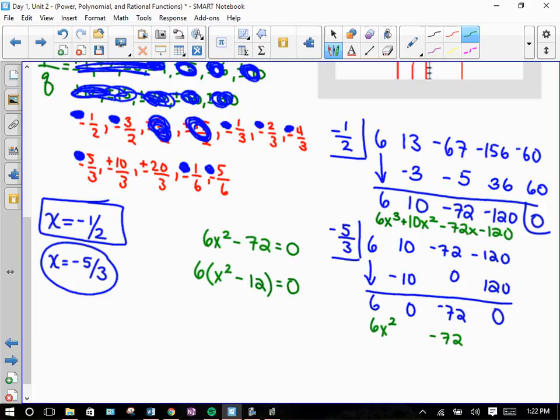Alright? And what I see here is that I set this equal to 0, x squared minus 12 equals 0, and get x squared equals 12. x equals plus or minus the square root of 12. And what I know is that this is not a rational number. Since this is not a rational number, I know that none of these other things are actually zeros. These are the only two rational zeros. The other two zeros are non-rational, meaning they're going to be decimals that aren't actually fractions.